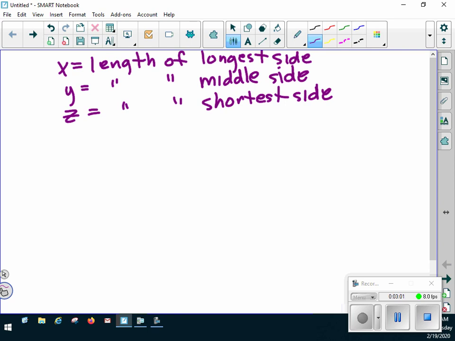All right, the perimeter is 59 inches. Can I write an equation right now, just knowing that the distance around that triangle is 59 inches? I'm listening. That's it. X plus Y plus Z equals 59. If you add up the lengths of all the sides, you get the distance around, which is 59.